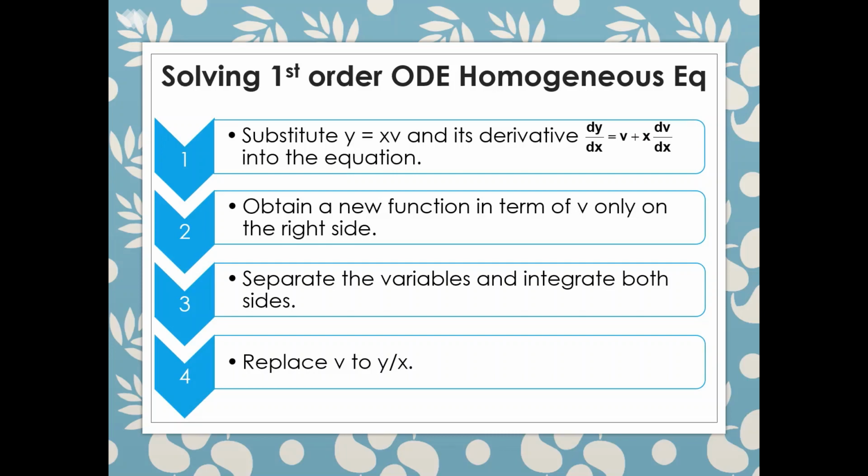First, you need to substitute y equal to xv and its derivative dy over dx equal to v plus x dv over dx into the equation. Then, obtain the new function in terms of v only on the right side. Next, separate the variables and integrate both sides. Finally, replace the v with y over x.